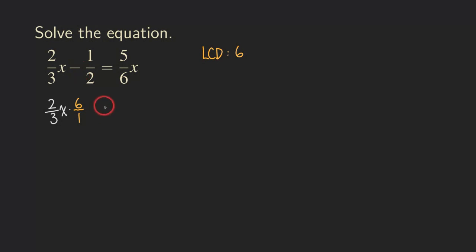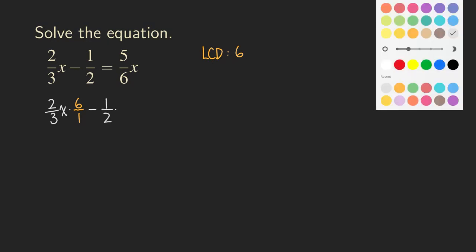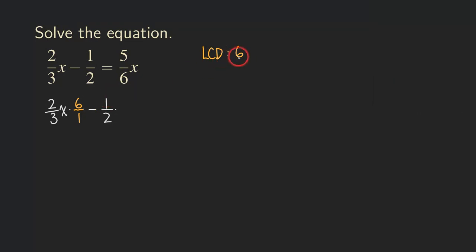Okay, so next step is to write down the negative 1 over 2. And then times the same number, so we are going to multiply by 6, but you can also just turn the 6 into a fraction, so it would be 6 over 1. So 6 is actually the same as 6 over 1, right?